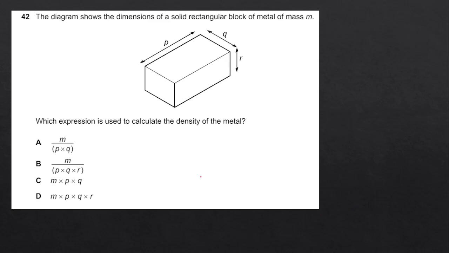The diagram shows the dimensions of a solid rectangular block of metal of mass m. Which expression can be used to calculate the density of the metal? So the density is defined as mass per volume. The mass is already known to us, the mass is small m. The volume of a cuboid is given by length times breadth times height. So in this case it is P times Q times R. So m upon P times Q times R will be the answer. So the correct option is option B.